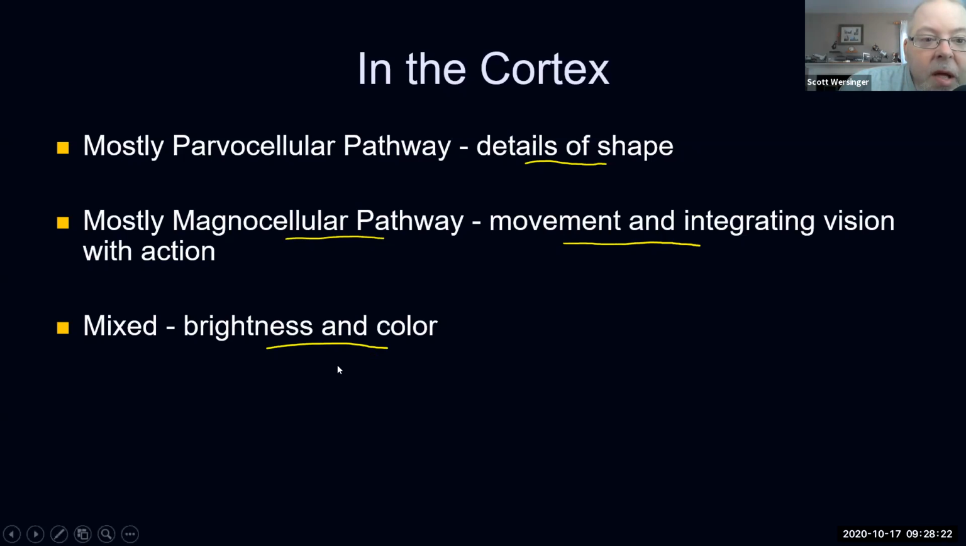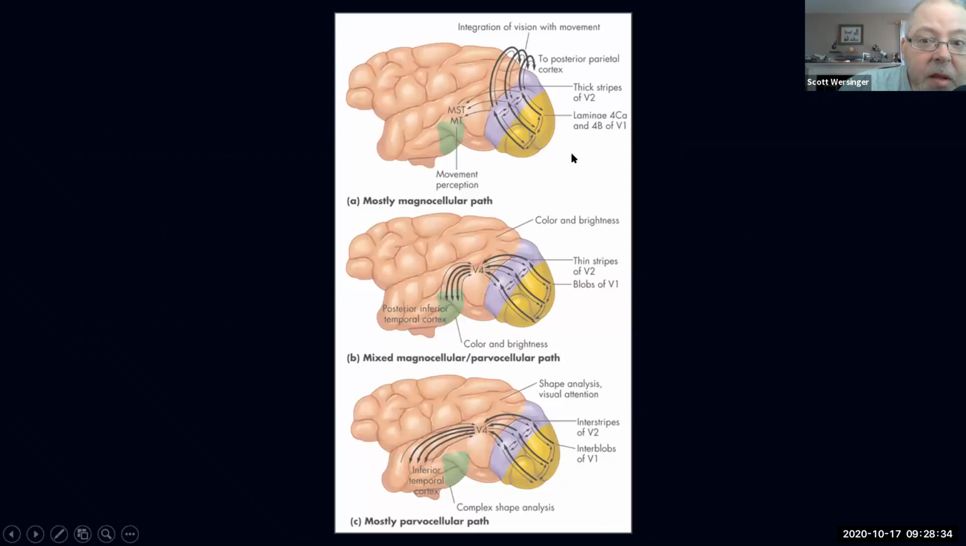Okay, so again, what these pathways are is important. If there's damage to the parvocellular pathway, a person will have difficulty processing details of shape. Okay, and so this is just another way of showing that. Don't worry about memorizing the brain regions.